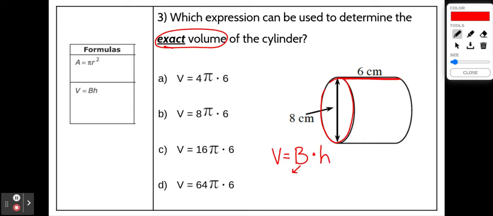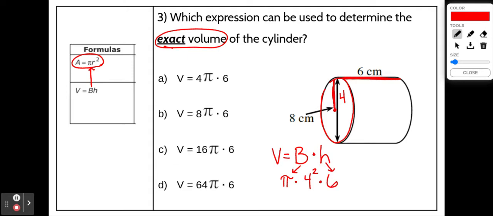Okay, so if I want to find the area of the base, since the base is a circle, I need the area of a circle. And so that would be pi times the radius squared. Well, if the diameter shown here is 8, that means the radius, halfway across the circle, would be 4. So that would be 4 squared. And then, of course, we would multiply by the height, and the height is 6 centimeters. Remember, it's laying on its side.